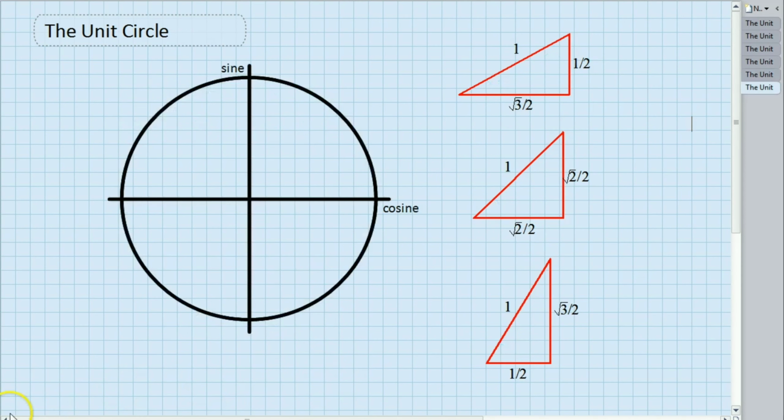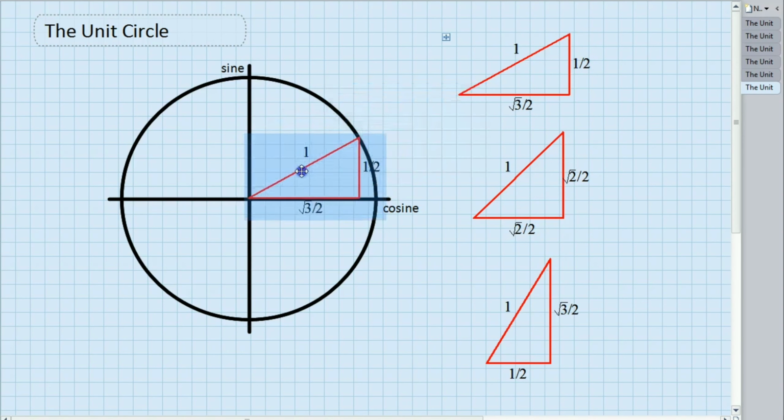So what I want to do now is take each of these triangles and put them on the unit circle. Now this unit circle has a radius of 1, and so from the center to the outside is a distance of 1. I'm going to put each of these triangles onto this circle, and let's have a look at how we get these sine, cos and tan values.